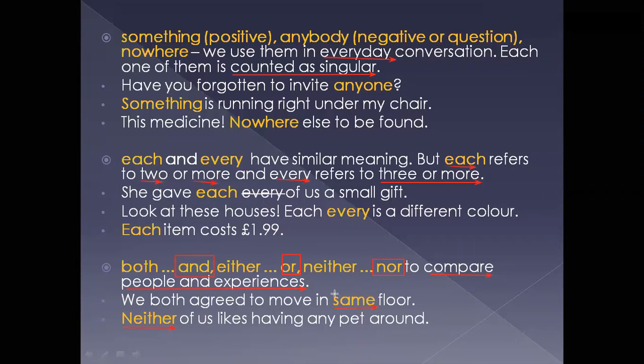Either Sophie or Fatima, or neither Sophie nor Selma. That's how it should be. Both Sophie and Fatima. That's how we're going to use it, okay? That's what it means. So any question on this part?